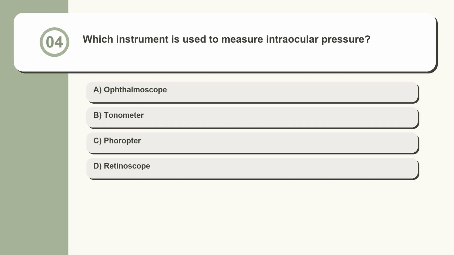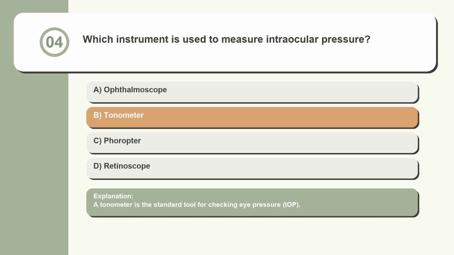Question 4. Which instrument is used to measure intraocular pressure? Ophthalmoscope, tonometer, phoropter, retinoscope. A tonometer is the standard tool for checking eye pressure, IOP.